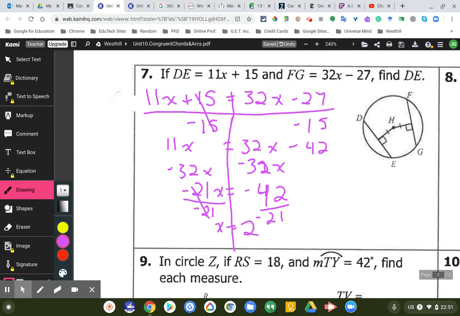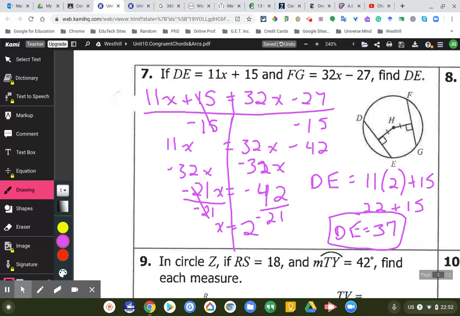Okay. Now it says find DE though. Remember. So DE is this equation up here. Okay. So DE is 11 times x, which is our 2 now. Okay. Plus 15. Now, 11 times 2 is 22, plus 15, which is going to be 37, right? It's 37. Okay. Yeah, I think that's right. DE equal to 37. Okay. That is our answer for number 7. All right, let's keep going.